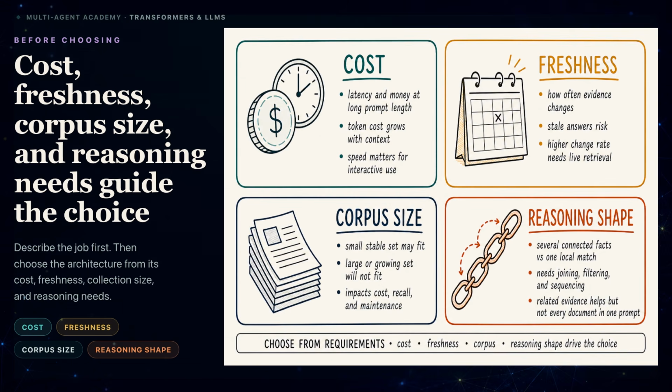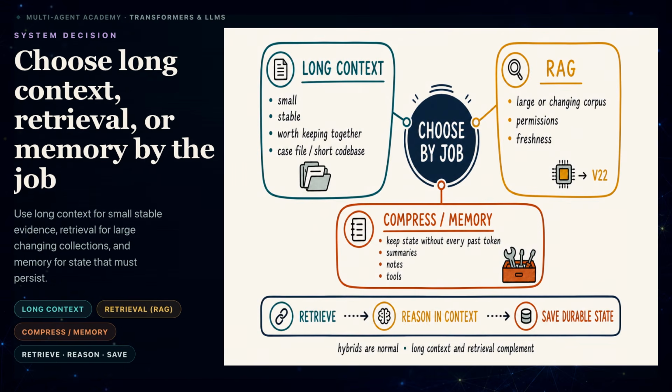These questions describe the real requirement. Cost, freshness, corpus size, and reasoning needs should guide the choice, not the largest context number shown on a model page. Now we can match those requirements to a system design.